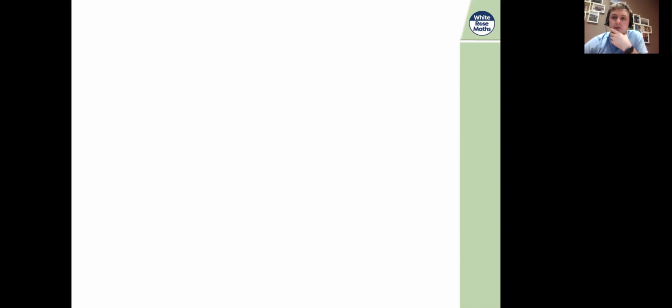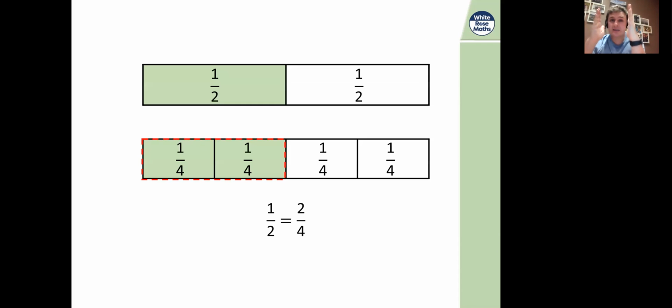Okay, let's have a look at this next one. You'll notice on the last one that the bar models are exactly the same length. Okay, they need to be if I'm talking about equivalent fractions. There's no point having one size and one that's a different size.